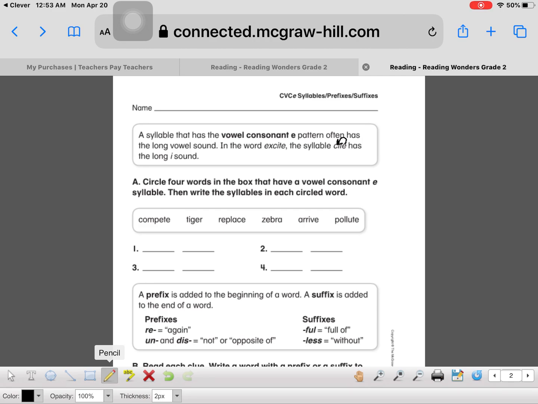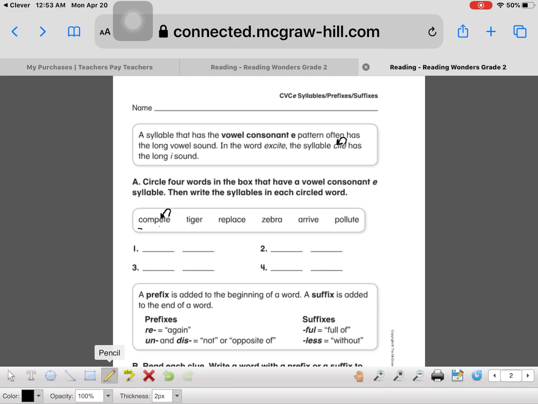Okay, let's look at the first word. The word is compete. Let's try to break that apart. Eat. Did you hear the long E in that? I did too. And it also has the E at the end that jumps over that letter to tell that vowel you've got to say your own name. Okay, so that is one of our words, okay?